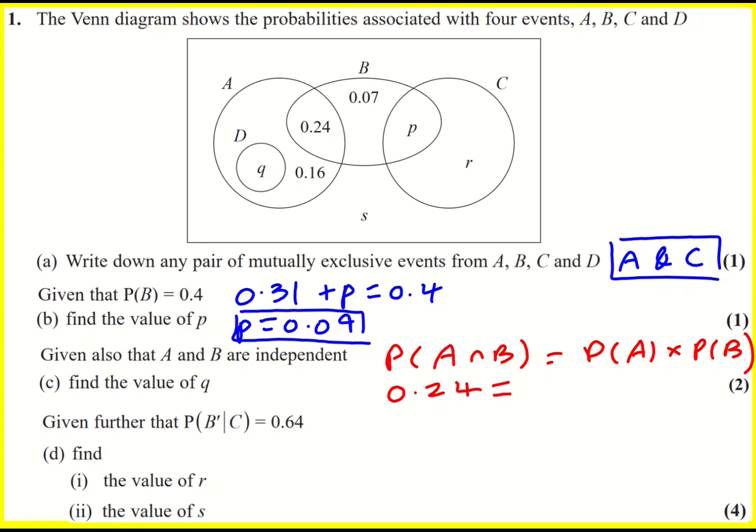That's going to equal the probability of A, which is 0.4 plus Q, multiplied by the probability of B, which remember we know is 0.4. If I divide through by 0.4, I'll get 0.4 plus Q equaling 0.6. So Q is going to equal 0.2.